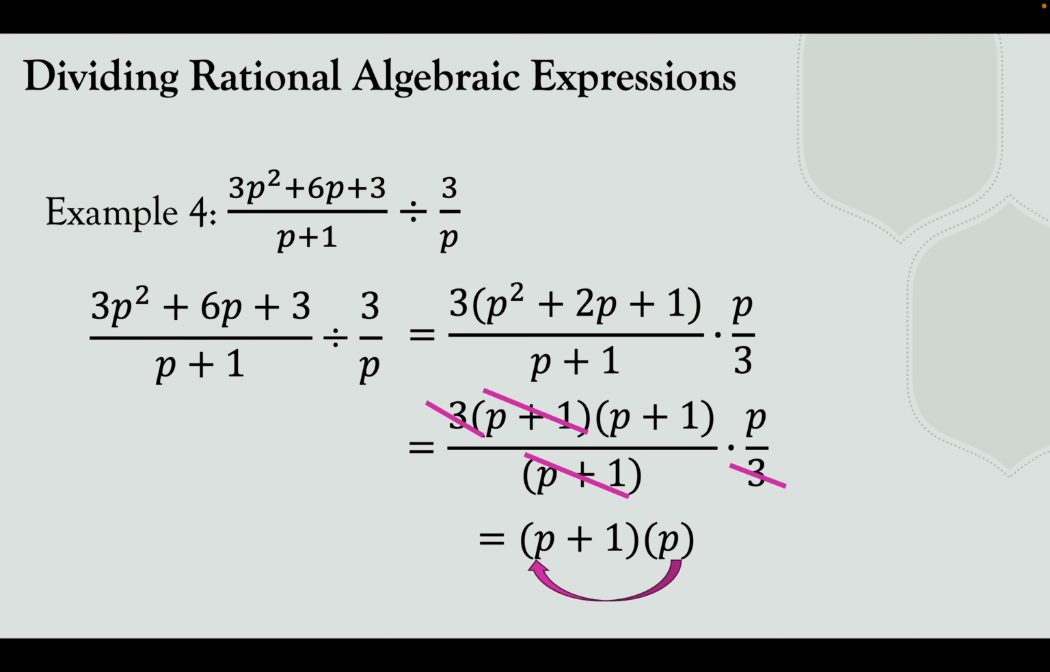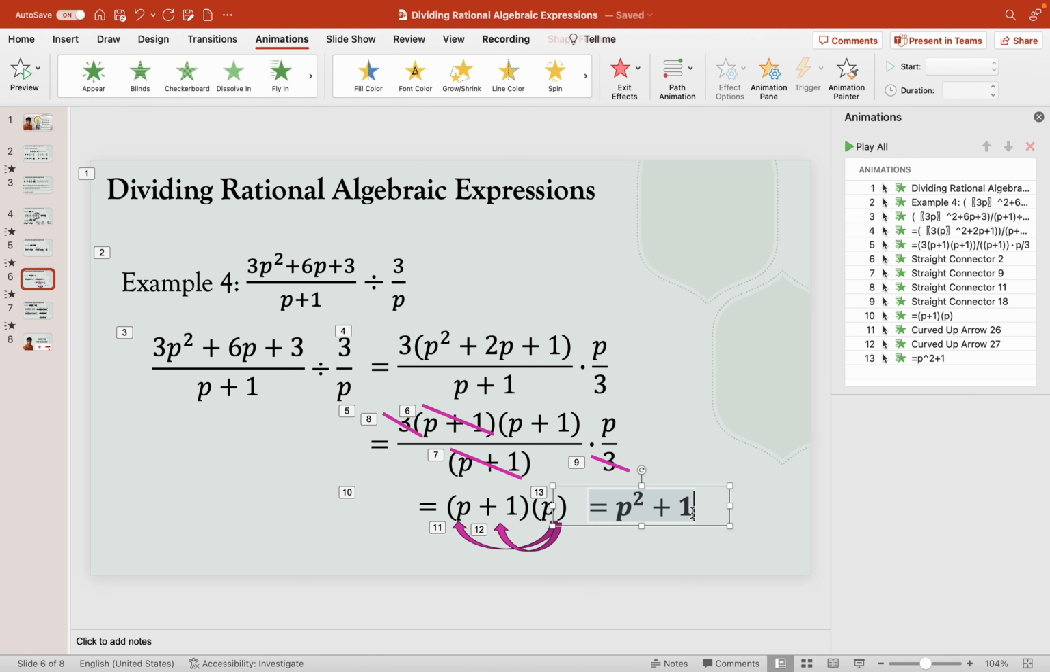And then use the distributive property to simplify. P times p, we have p squared, and 1 times p, we have 1p. Okay, we have here p² + p.